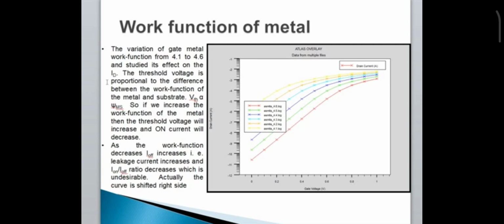As the work function decreases, off current increases. Or we can say that if your work function increases from 4.1 to 4.6 electron volt, then off current decreases, which is desirable. Actually, the curve is shifted to the right side as you increase the work function of the gate metal.